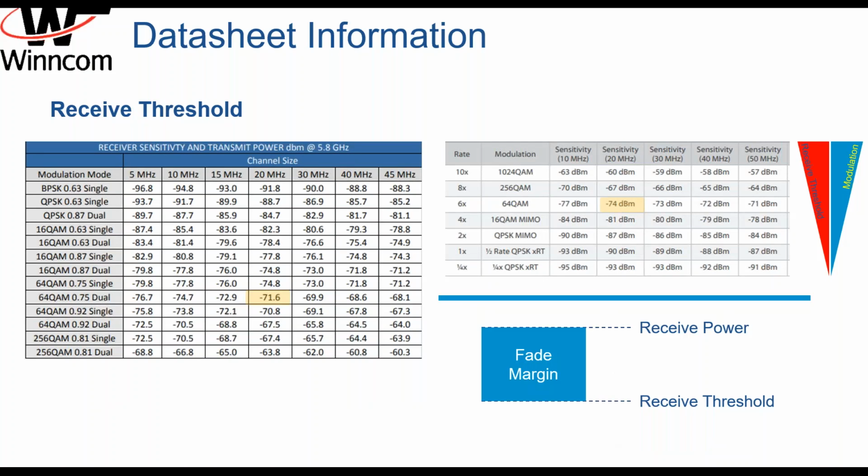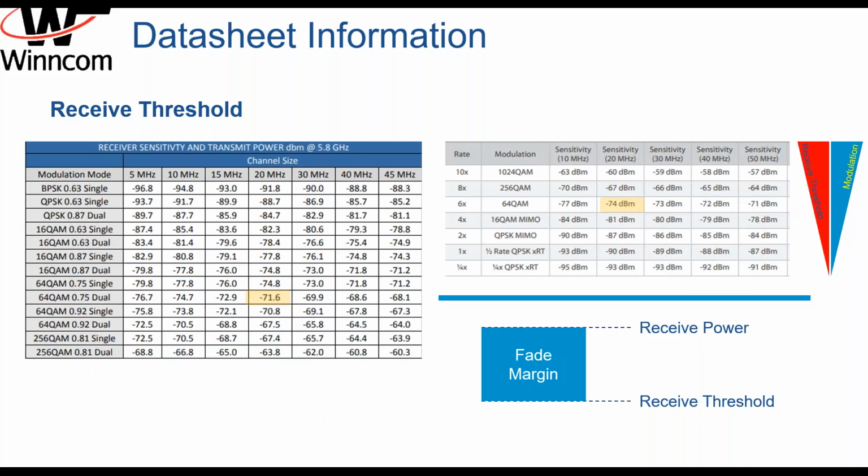So your receive threshold defines the modulation type you can use in that distance. Remember, we just talked about that the higher modulation, the higher the required receive threshold. So let's try to compare two radios on these charts, okay? Let's say our 20 megahertz channel on minus 71 dBm receive power. With the radio on the right, you will have only 0.4 dBm fade margin. And with the radio on the right, you will have 3 dBm fade margin.